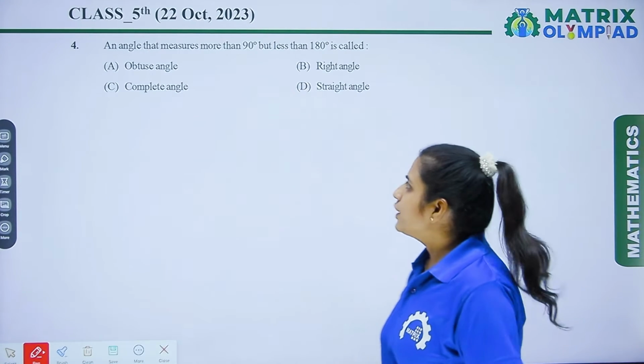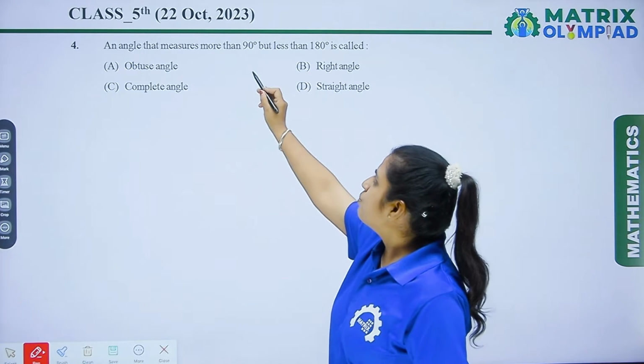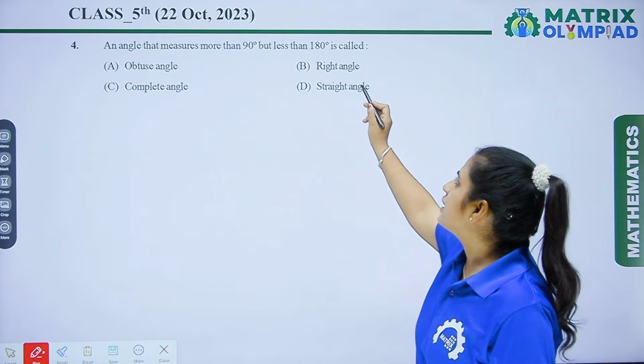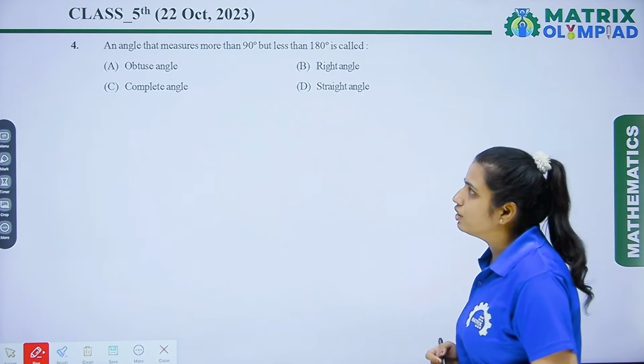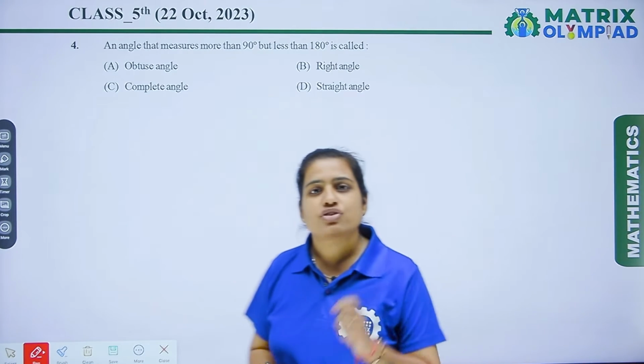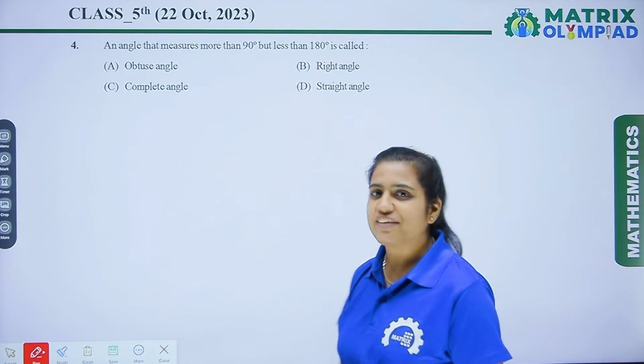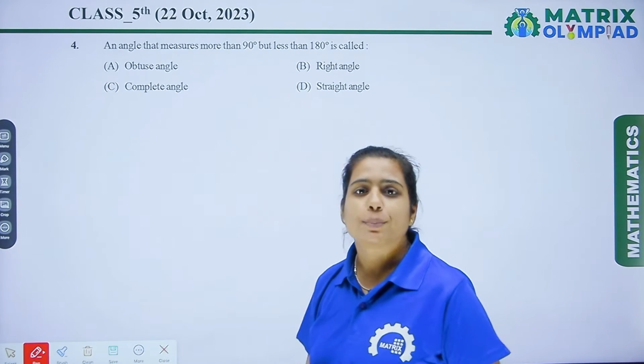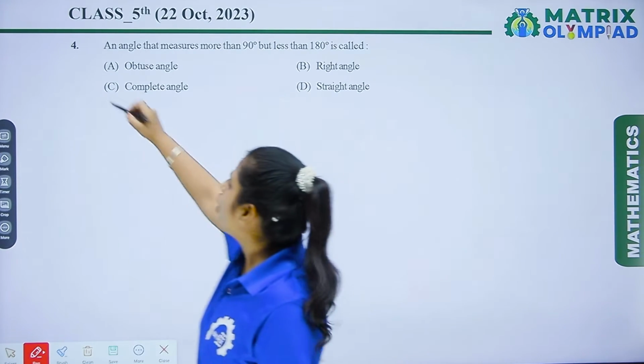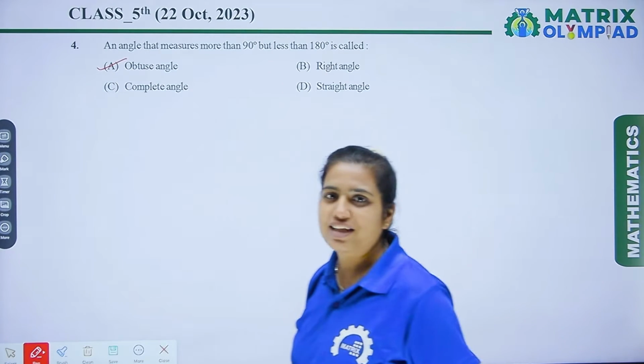Now the next question is, an angle that measures more than 90 degrees but less than 180 degrees is called. So the angle which is having a measurement of more than 90 degrees but less than 180 degrees is known as obtuse angle. So here option A is the correct answer.